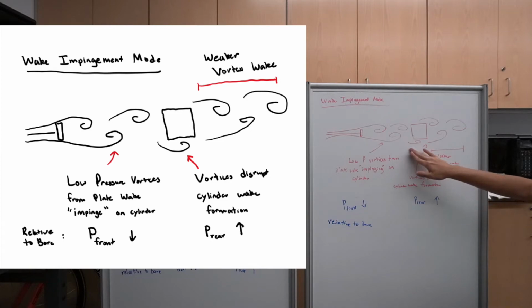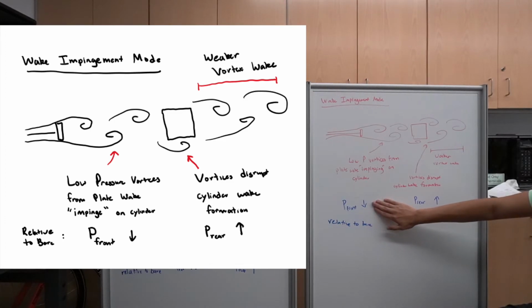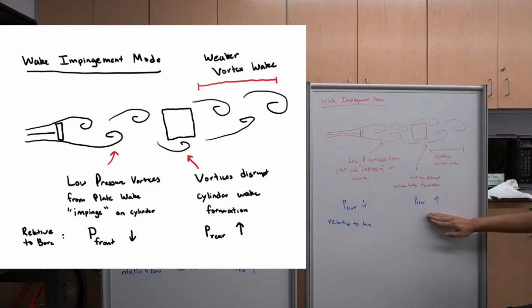These low pressure vortices will continue to flow downstream and disrupt the wake formation of the cylinder. And because it's disrupting the wake formation of the cylinder, we create weaker vortices in the wake of the cylinder. And so that works to increase the pressure on the back face of our cylinder. So again, with the combination of decreasing the pressure on the front face and increasing the pressure on the back face compared to the bare cylinder case, we decrease the drag in our wake impingement mode.